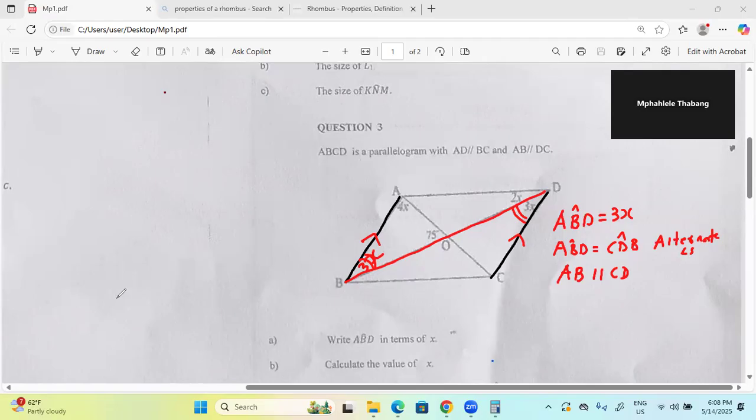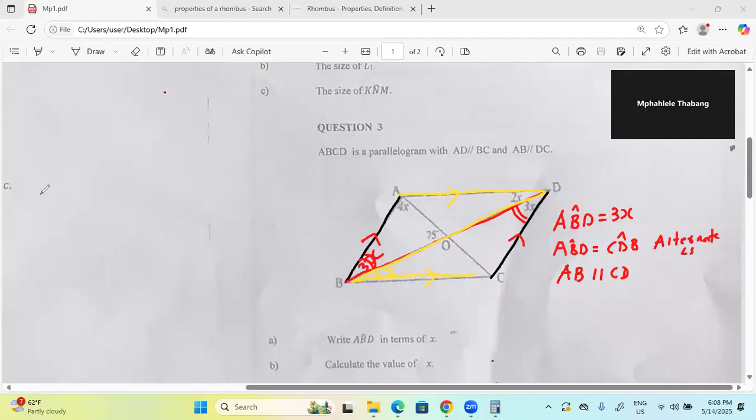This angle here also is 2x if you were to use this other Z shape, but you were not asked that. You were not asked to find this angle, but it's 2x just because this line is parallel to this line. So Z shape there.